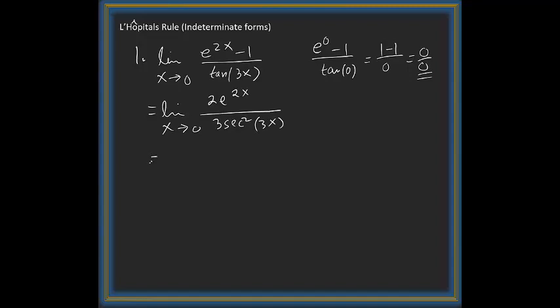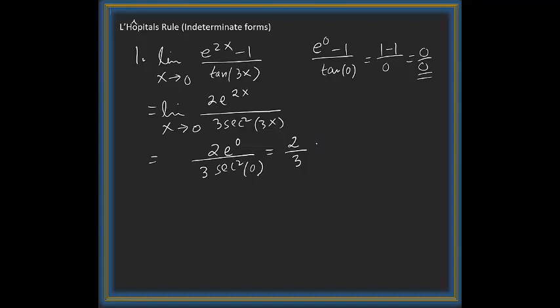Now let us put the limit. When I replace x by 0, in the top I get 2e to the 0 over 3 secant squared 0. So the numerator is 2 and the denominator is 3, because secant 0 is the same as cosine 0 and they are equal to 1. So my limit is 2/3.